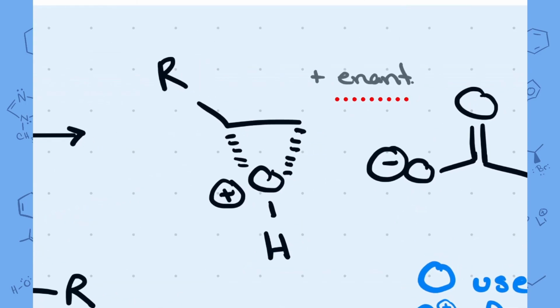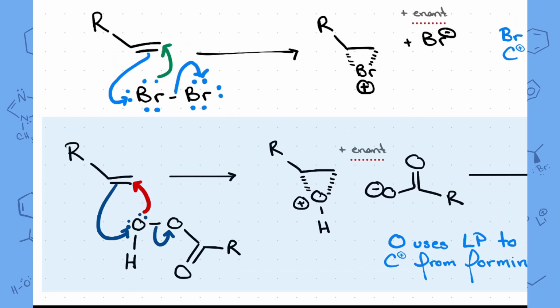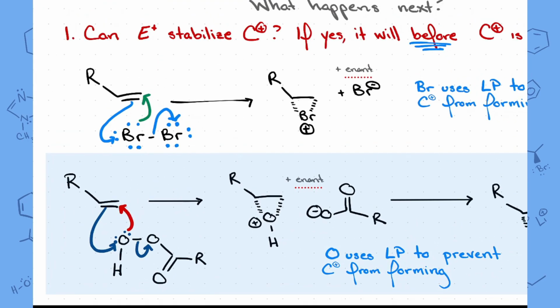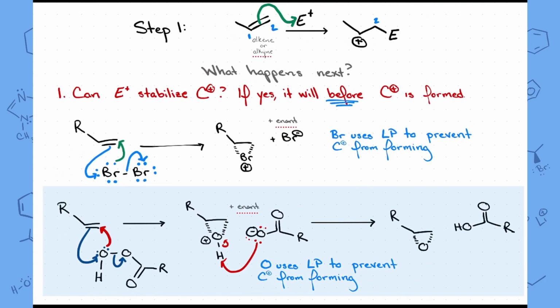And so here we get an epoxide, okay? And then we get our other byproducts. So in this case, oxygen uses its lone pair to prevent a carbocation from forming. And then because we have this acetyl group, depending on the pH of your solution, you could have a proton transfer if you want your neutral epoxide.